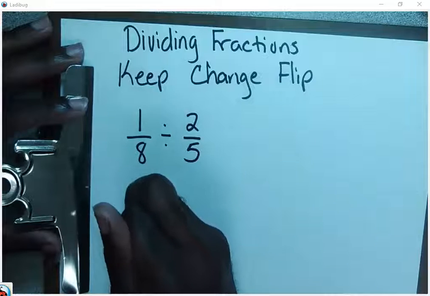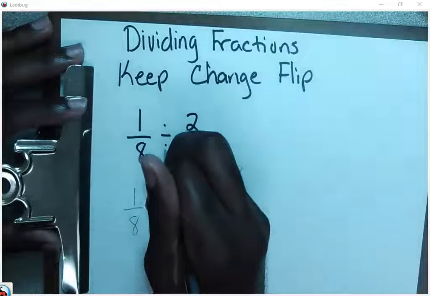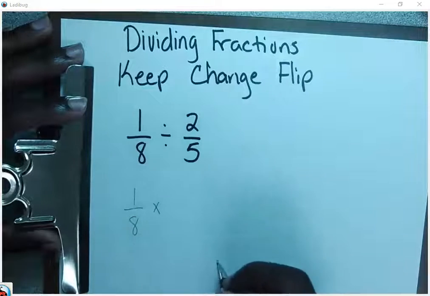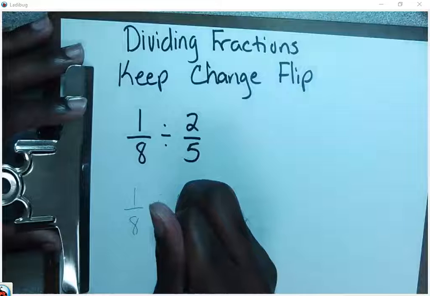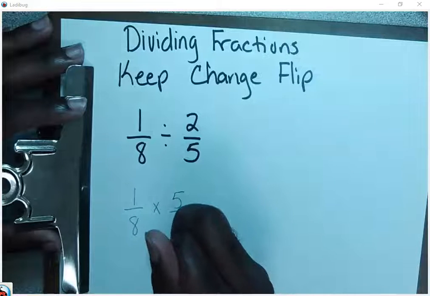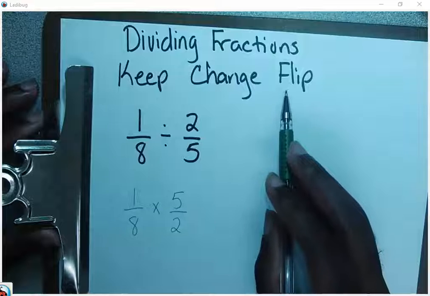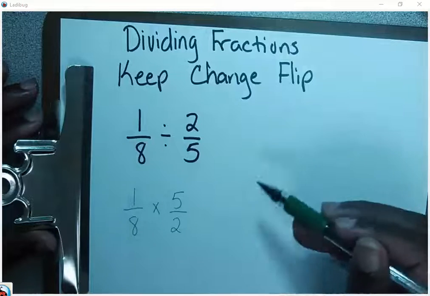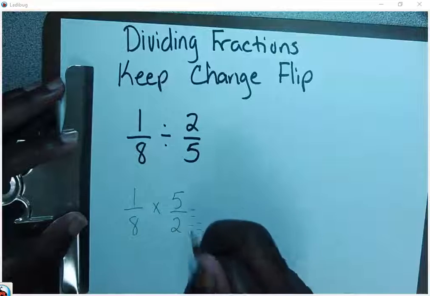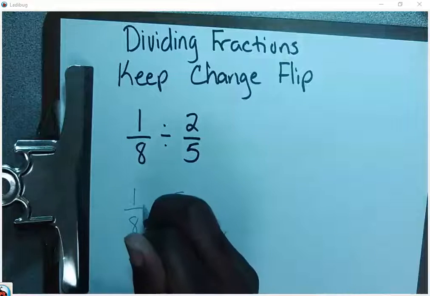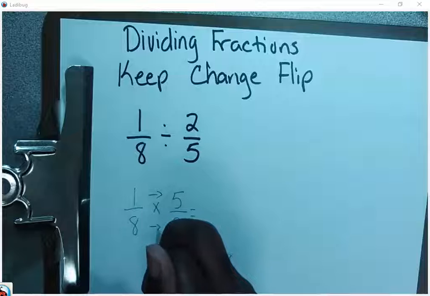We have 1/8, we're going to keep the same. We have our division sign changed to multiplication, and then we have our 2/5 flipped to 5/2. Instead of the word flip, you might see the word reciprocal. It means the same thing to flip the fraction. Then we multiply straight across. So we have numerator times numerator, denominator times denominator.